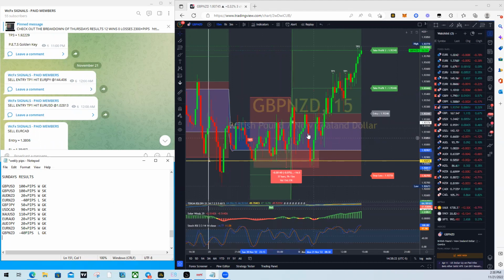Look how important the zone is, though. You see all of this crazy action right here in the zone, and then it breaks out of the zone and took off. Currently, right now, took off.